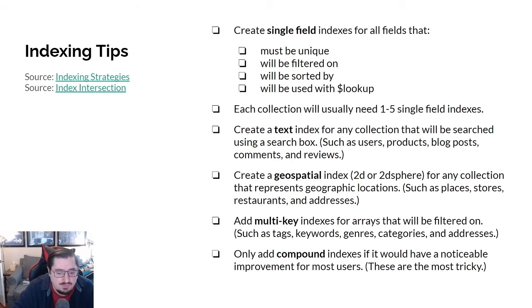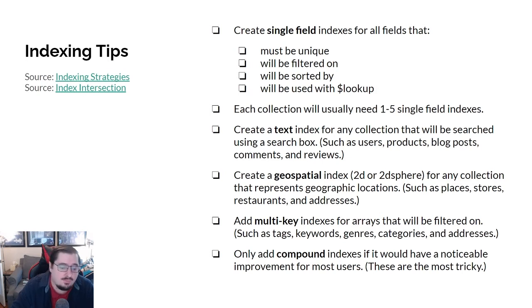Multikey indexes would be for things where you have arrays that are going to be filtered on. So let's say you have an array of tags, an array of keywords, genres, categories, addresses. Any of those sorts of things are things that you would put a multikey index on.